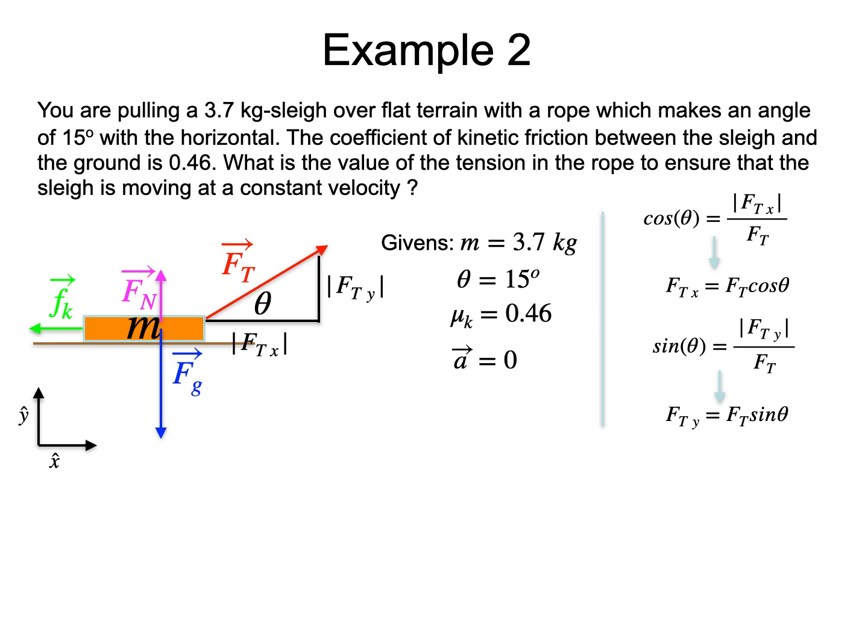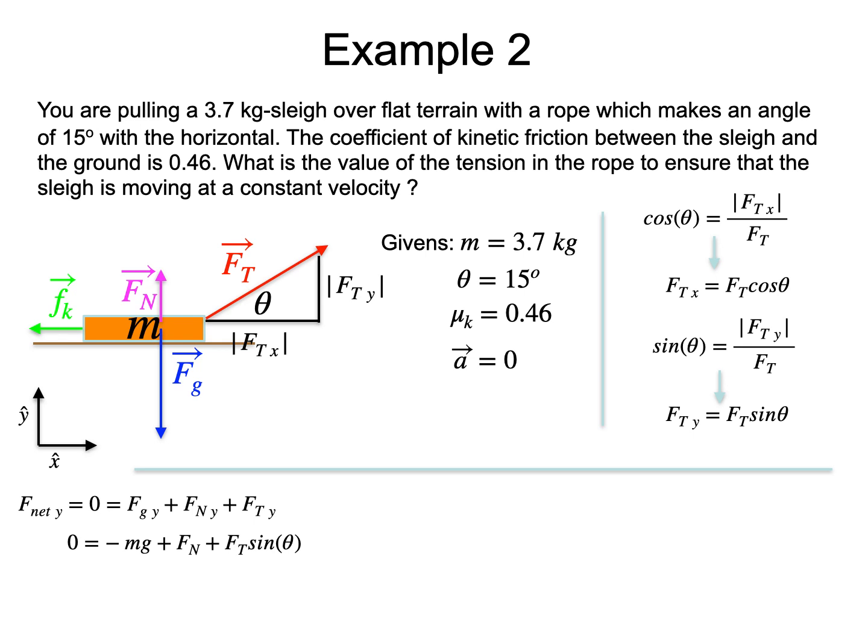For the y components, we have three contributions: the gravitational force, the normal force, and the vertical part of the tension force. Replacing them with expressions for these components gives this, and isolating for the magnitude of the normal force gives this. Notice that the magnitude of the normal force is smaller than the weight. It received help from the tension force in its opposition to the weight.